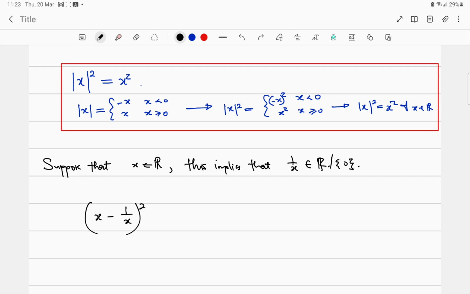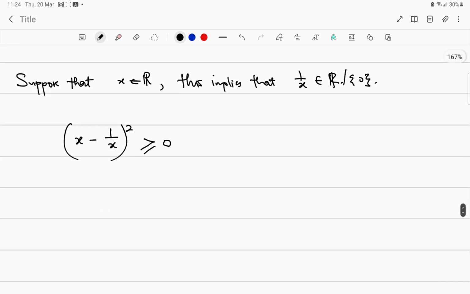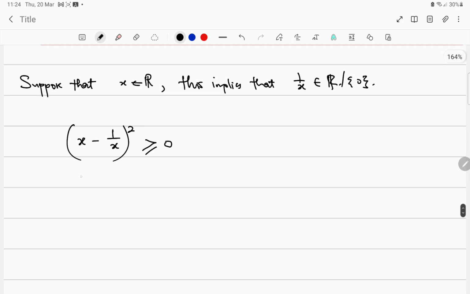So the difference of real numbers squared will give us a real number which is greater than or equal to 0. Any real number which you take, if you square it, gives you a number which is greater than or equal to 0. So we're going to use this fact. You can actually see that here, if we square it, we get x squared minus 2x by 1 over x plus 1 over x squared is greater than or equal to 0.